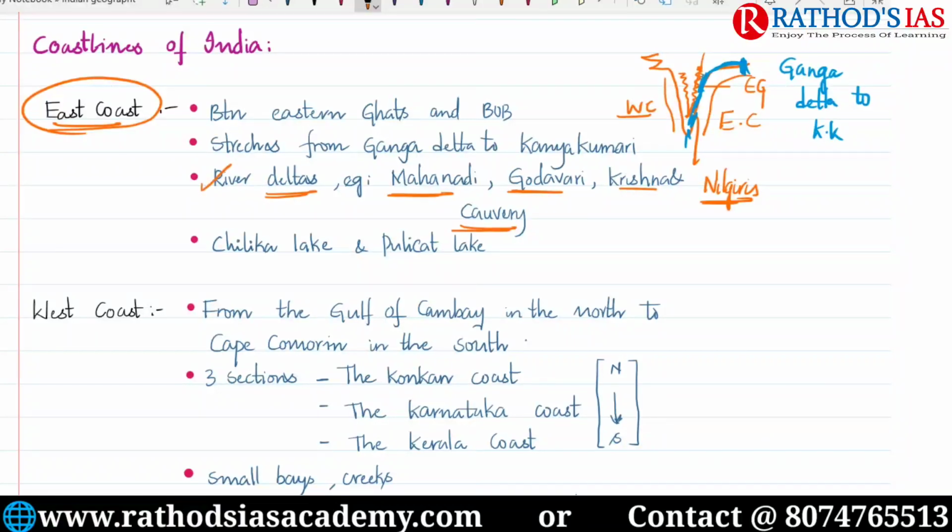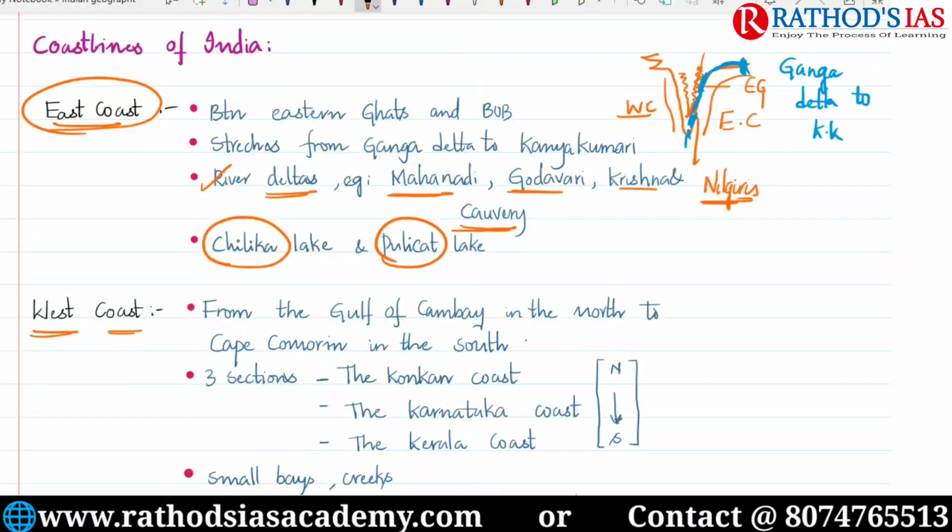So this eastern coast is mainly dominated by river deltas, and we can even see two significant lakes, Chilika Lake and Pulicat Lake, in this eastern coast. So these are the facts that you have to remember regarding this eastern coast.